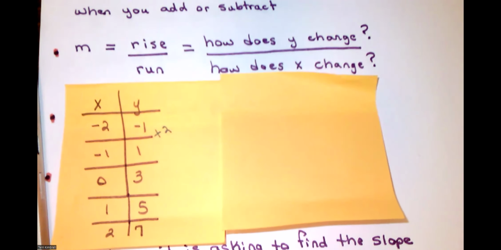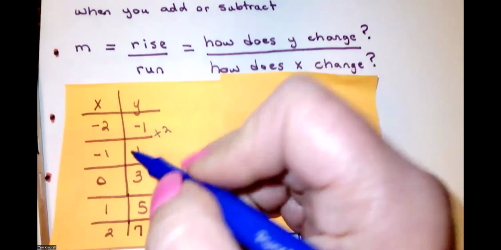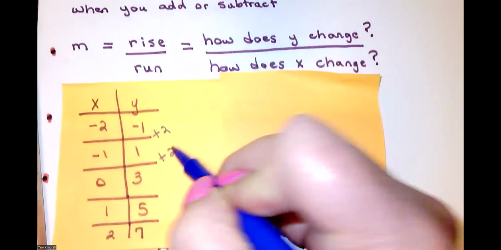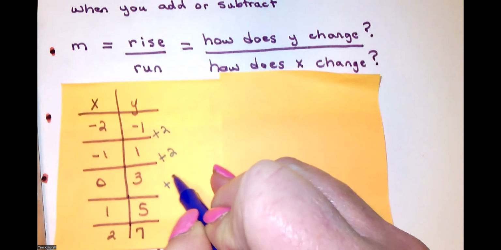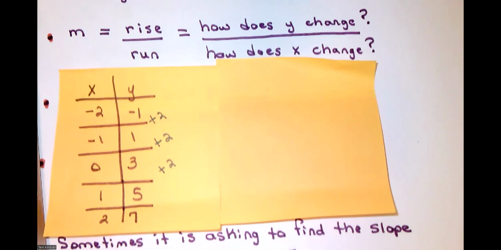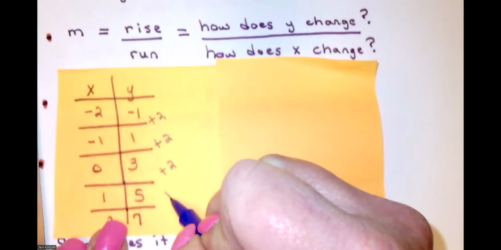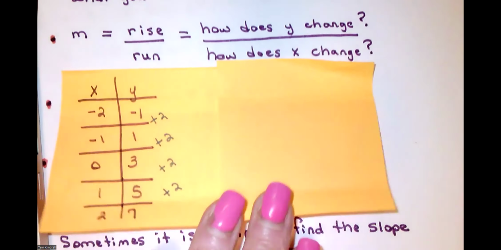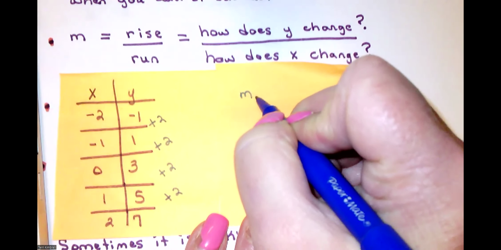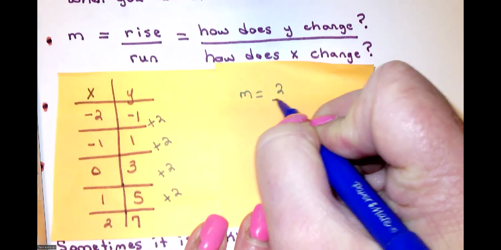When you're going from 1 to 3, you can add 2. When you're going from 3 to 5, you can add 2. And when you're going from 5 to 7, you can add 2. So when you're looking at that, your y value is changing by 2.